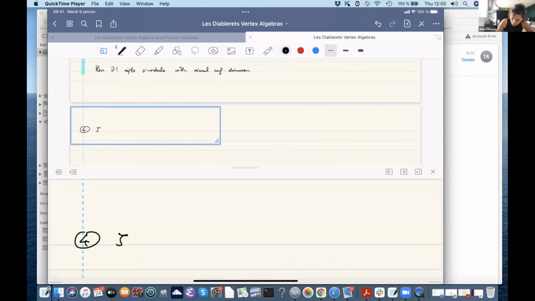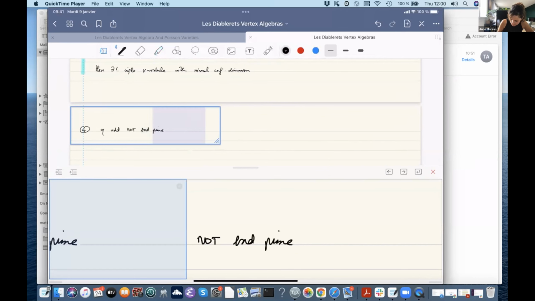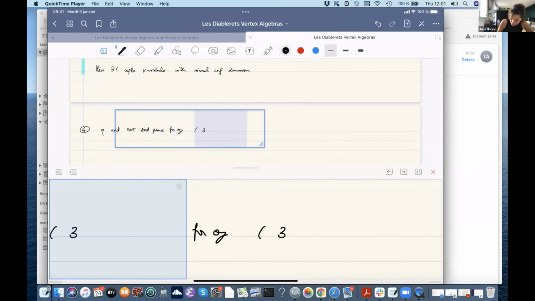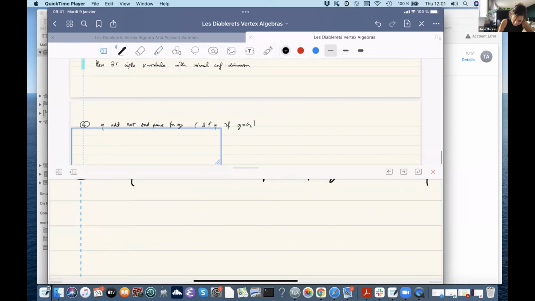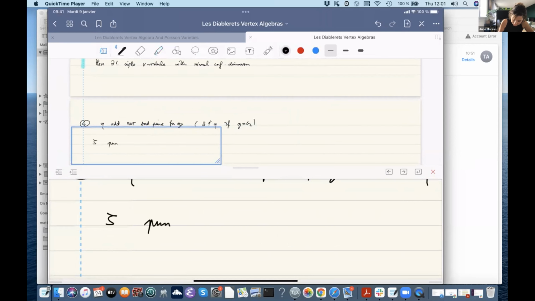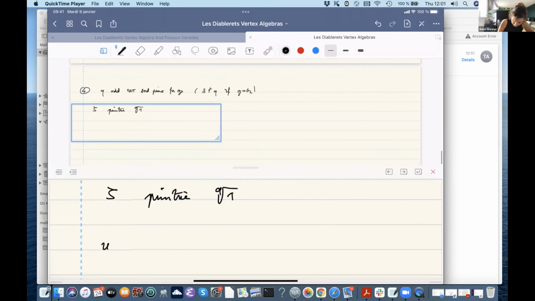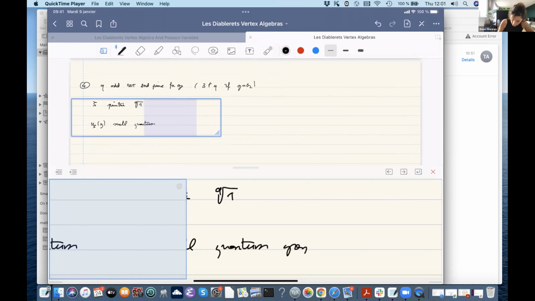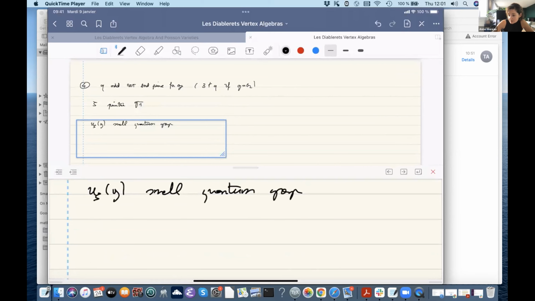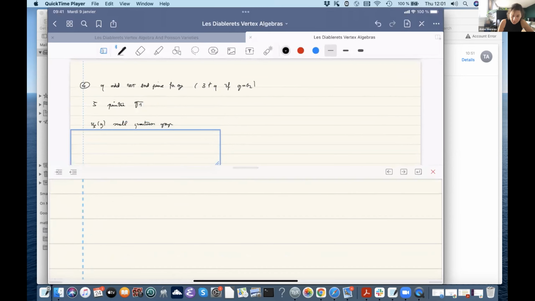So here I assume that Q is odd and not a bad prime for G. This is just a technical condition, but for instance, it implies that 3 should not divide Q if G has type G2. And then I pick zeta to be a primitive Q-th root of unity. All right, and I denote by U zeta of G the small quantum group corresponding to zeta. And the statement is the following.